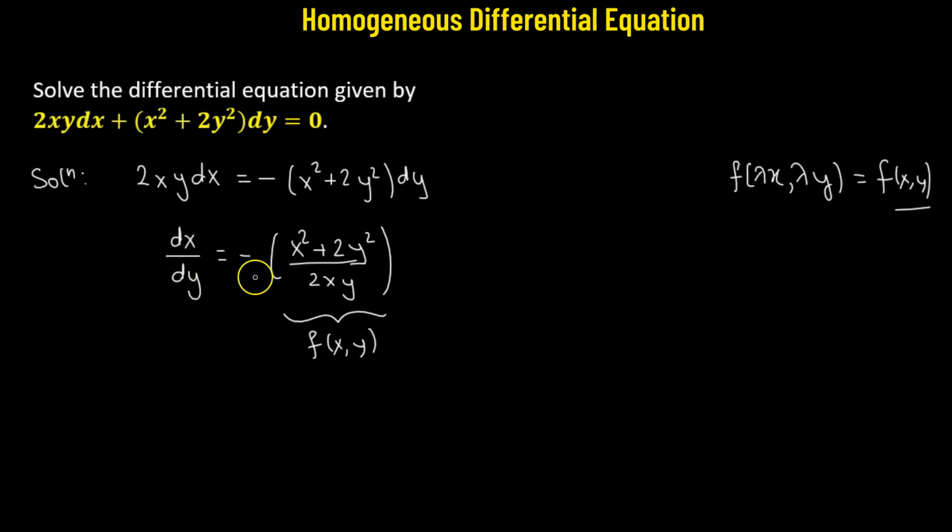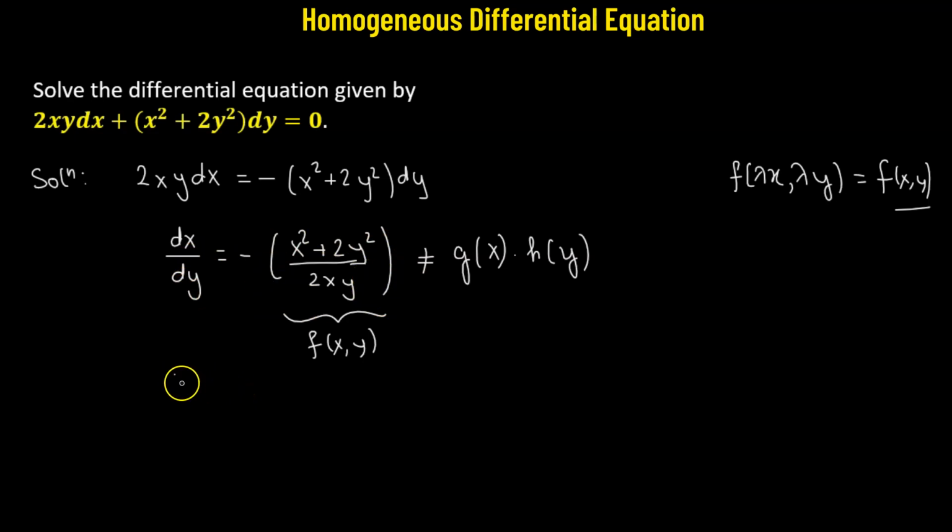Now, in order to solve this differential equation, we cannot apply the method of variable separation. The reason behind this is this cannot be expressed as the product of two functions, g and h, where g is purely a function of x and h is purely a function of y. But what we can do here is a little bit of substitution, which will convert this homogeneous differential equation into a variable separable form.